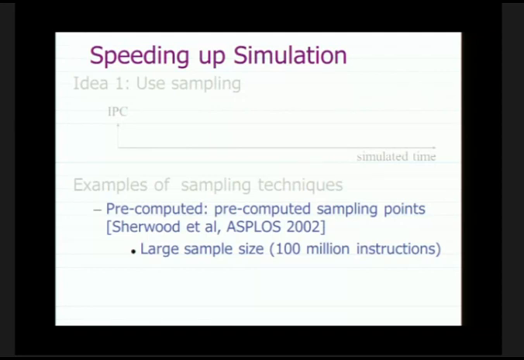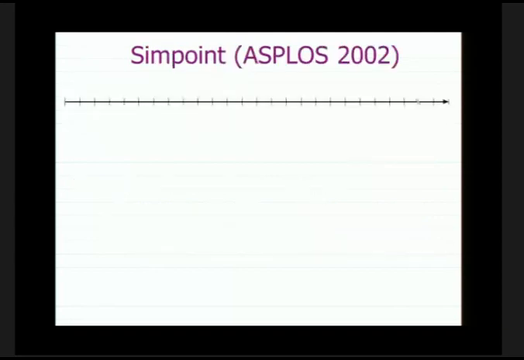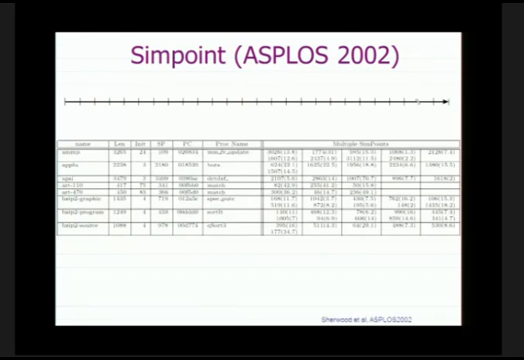So 100 million instructions is not unusual for samples which are using pre-computed sample points like the one which I'm talking about here. Now the scheme which is described in ASPLOS 2002 is a scheme called SimPoint. So it gives you pre-computed simulation points. What does that mean? That means that if you looked into the literature, you will find a table which for each program and each input will tell you exactly what your simulation point is.